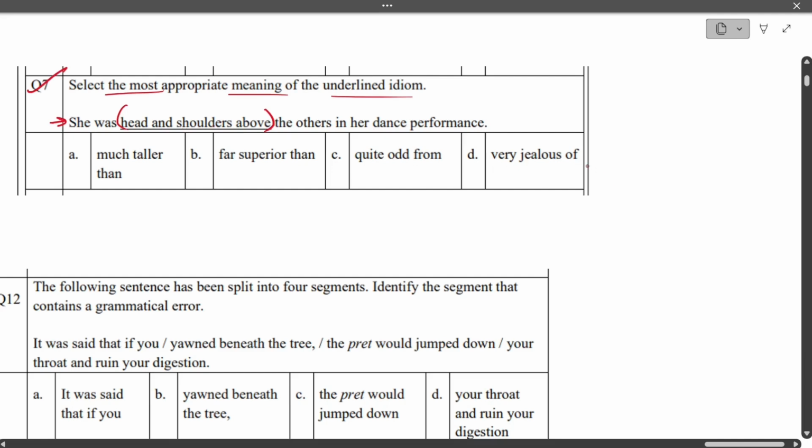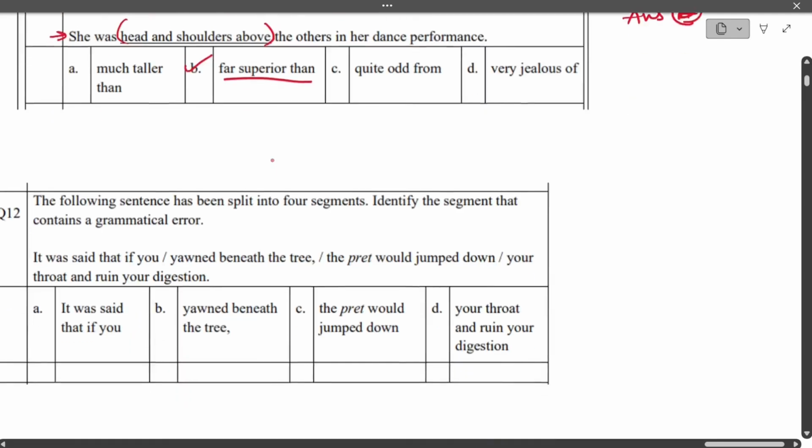So see, these options are very clear to you, right? So I am directly going to tell you the correct answer, that is she was far superior than others in her dance performance. So the correct answer in this case is going to be option number B. Option B is the correct answer, because she was superior or better than others, right? So this is the correct answer.